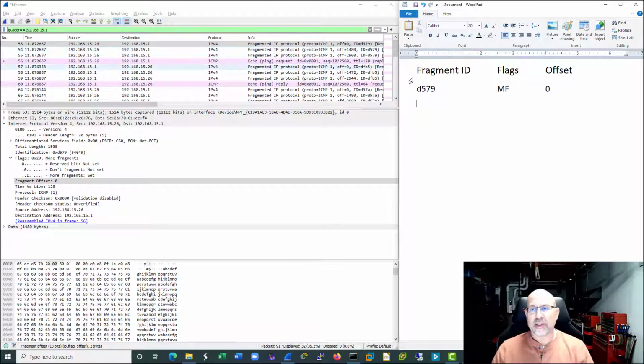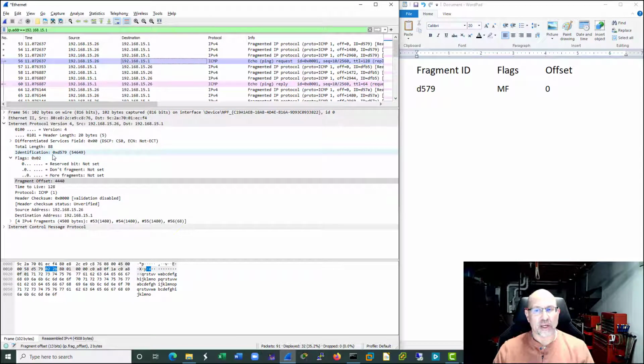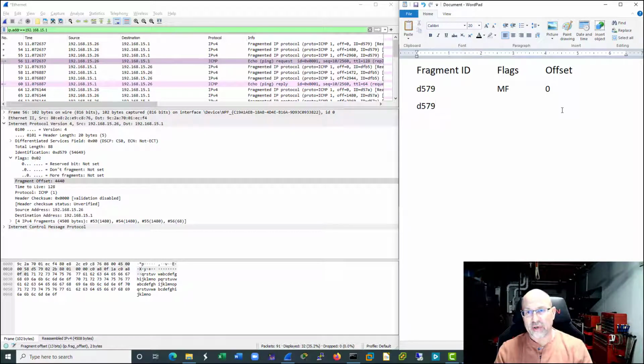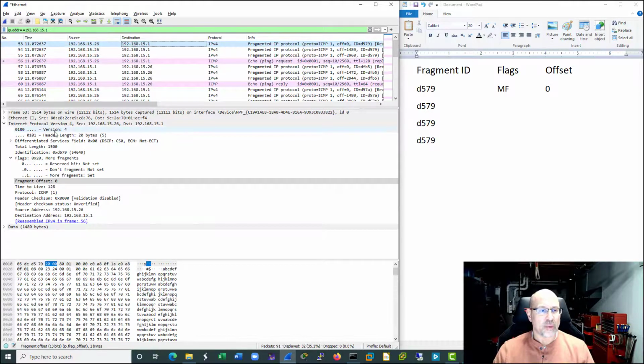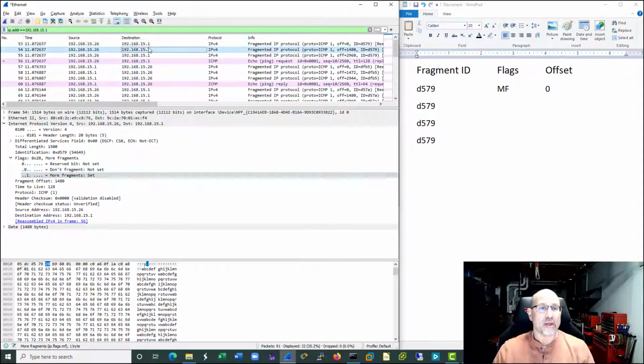Well, if that's the fragment ID that I'm worried about, take a look at the ID here in the other ones. D579, D579, and D579. So all of them have the same fragment ID. Okay, so that means that they all go together. Well, let's take a look at the flags field. In the first fragment, we know that there are more fragments to come because we're at the very beginning of the data. The next fragment says, yep, more fragments.